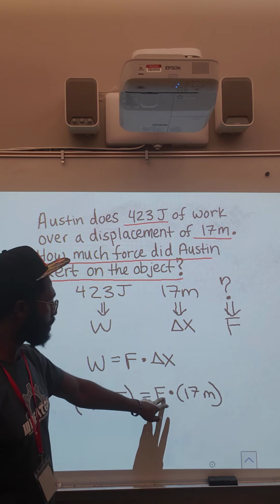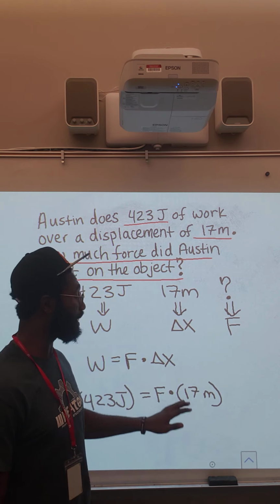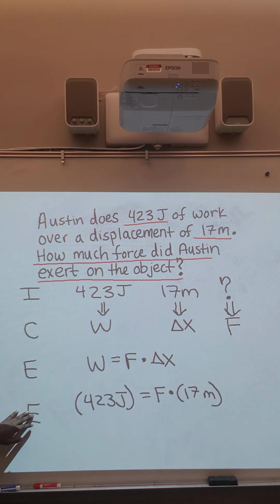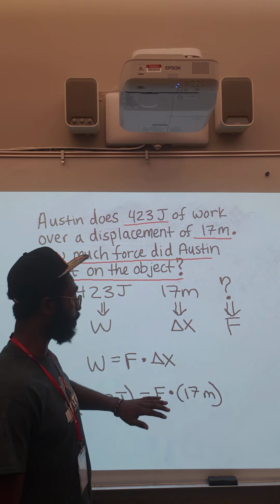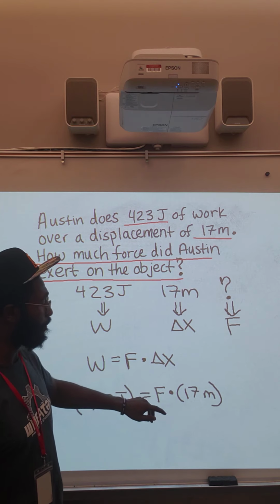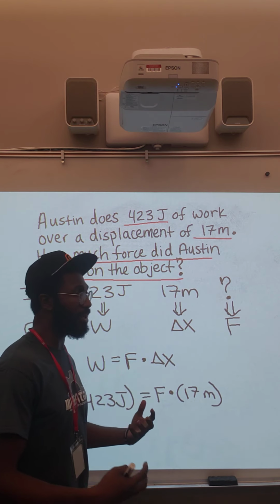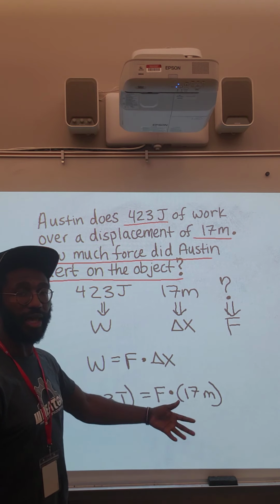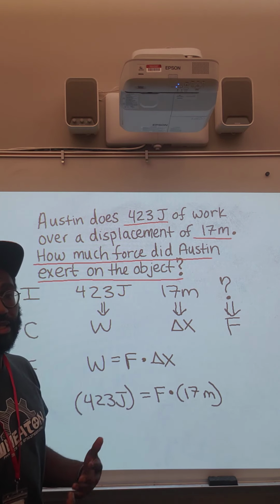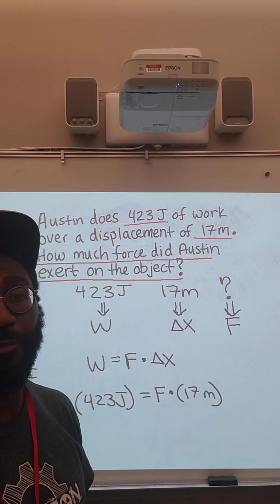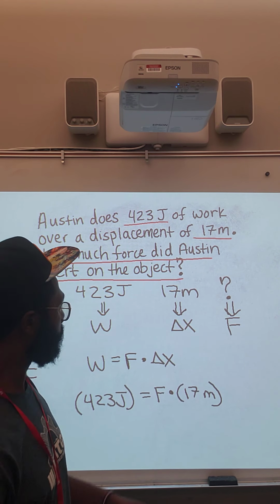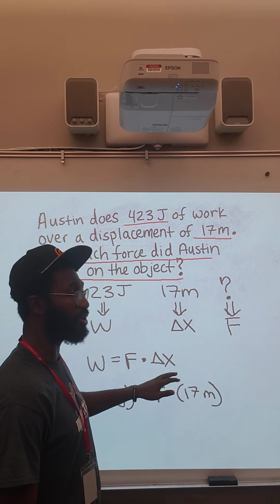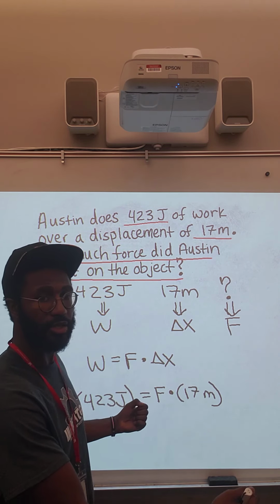So force is what we're looking for. So we need to isolate force. We need to get it by itself. So in this evaluate step, we're going to begin to solve or try to isolate our force. Now, force is currently being connected to 17 meters through multiplication. So in order to separate them, we need to do the opposite of what's holding them together. So instead of using the multiplication operation, we're going to use division to pull these things apart.